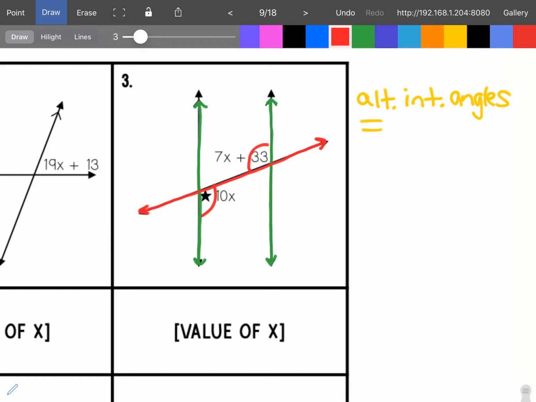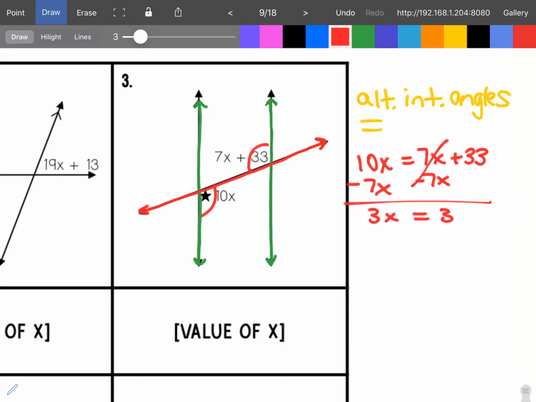Okay, so since these are equal, we're going to first set up an equation. We're going to say that 10x is equal to 7x plus 33. Well, we know that we do not want to have variables on both sides. So I'm going to subtract my 7x on both sides. That leaves me with 3x equals 33. And then I will divide by 3 on both sides. This is just basic solving an equation. And x equals 11. So the value of x is 11.